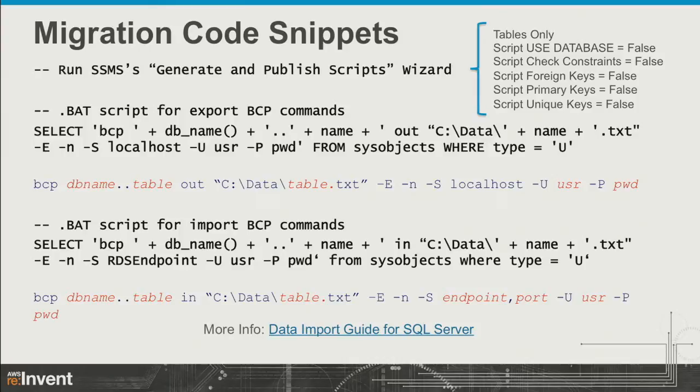The next snippet is a simple select statement that will generate the batch script that will contain all the BCP out statements that you will need to export your data. Yet another script will create a batch script for importing data using BCP in. And if you would like more info on this particular technique, you could also look up our data import guide available at the AWS documentation site.